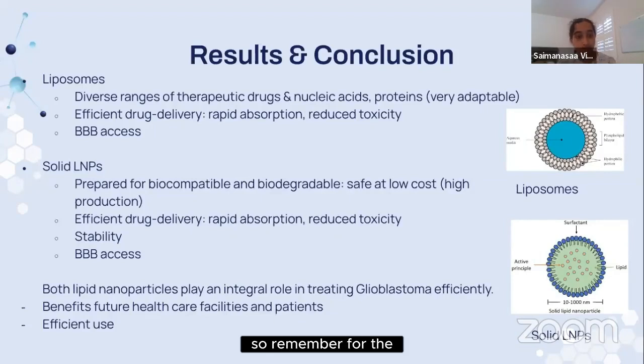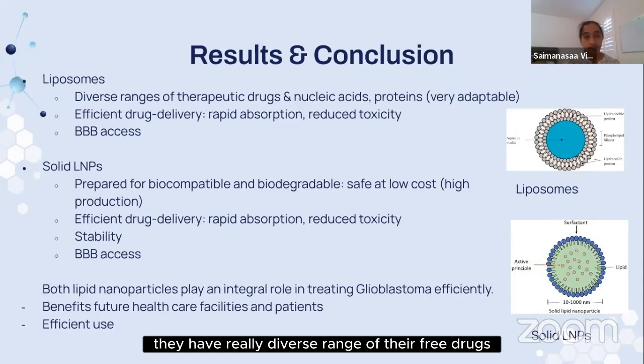For example, liposomes have a really diverse range of therapeutic drugs, nucleic acids, and proteins, which makes them very adaptable in different situations. And also, the efficient drug delivery to be able to cross the blood-brain barrier is very effective. And solid lipid nanoparticles are very biocompatible and biodegradable, so that means they're very safe to use. So even at a high production, you can use them very safely at a lower cost as well. And they also have efficient drug delivery and are able to cross the blood-brain barrier, which is very important.